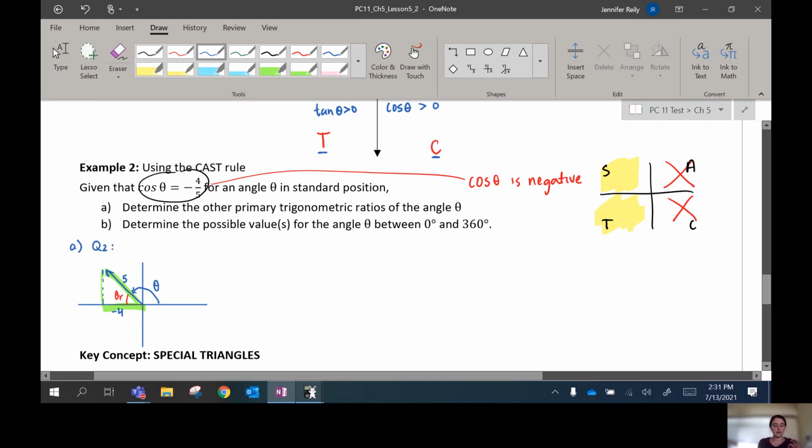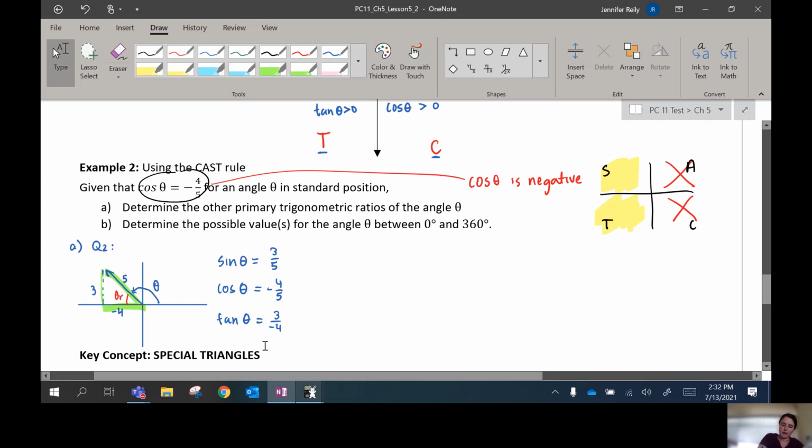We can use the Pythagorean theorem to find the other length. This is the 3, 4, 5 triangle. So that length would be 3. You could also use the Pythagorean theorem to find it. Okay, so let's write our ratios then. Sine theta, cos theta, we already know that, but I'll write it again, and tan theta. So SOHCAHTOA. Sine theta is going to be opposite over hypotenuse, so it'd be 3/5. Cos theta, we already know, it's adjacent over hypotenuse, -4/5. And tan theta would be 3/-4. Okay, there we go, done.